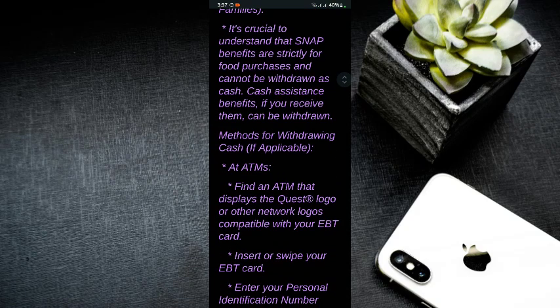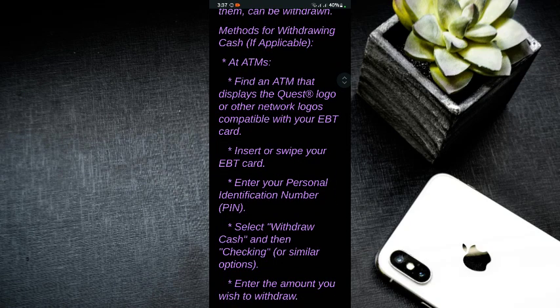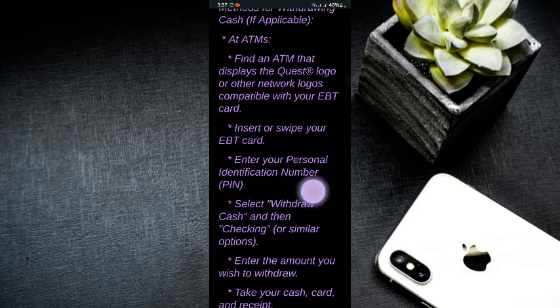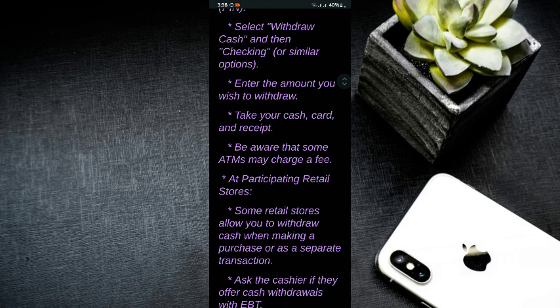So the method for withdrawing cash, if applicable, is: 1. At the ATM, find an ATM that displays the Quest logo or other network logos compatible with your EBT card. Insert or swipe your EBT card, enter your PIN, select withdraw cash, then checking or similar options, enter the amount you wish to withdraw, take your cash, card and receipt. Be aware that some ATMs may charge a fee.